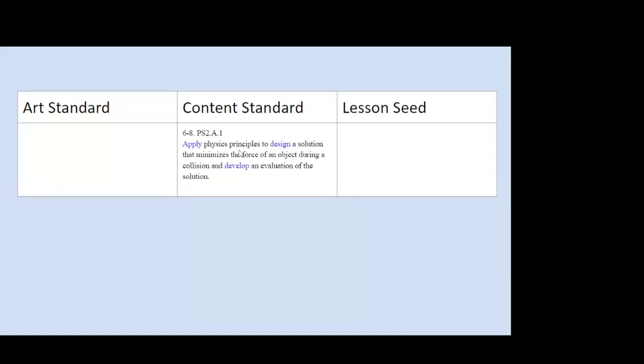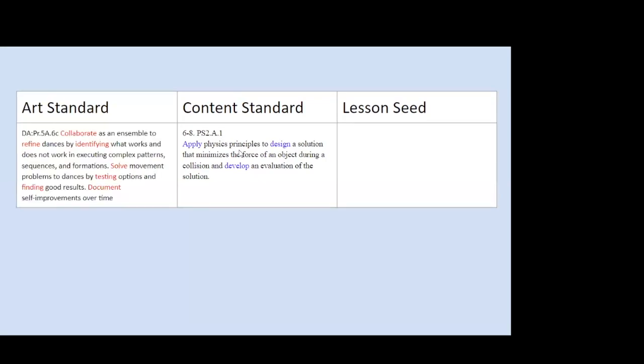What I saw here for my person, and I think that would be a good one to explore, is a visual arts standard. For me, I saw the potential of a dance standard, thinking of choreography and moving and not running into each other and using that as an opportunity. So I found this one: collaborate as an ensemble to refine dances by identifying what works and does not work in executing complex sequences and formations. Solve movement problems to dances by testing options and finding good results.